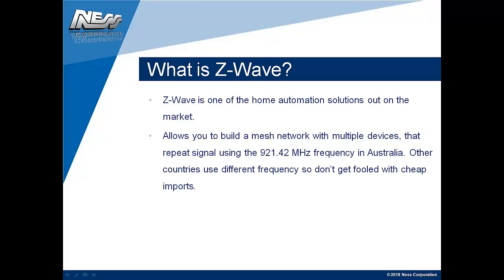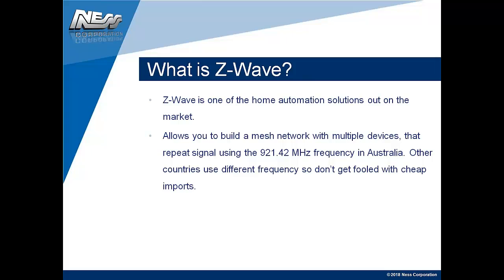Okay. First of all, as I said, we don't want to turn this into a Z-Wave training session. Hopefully people are a little bit familiar with what Z-Wave is, but we'll cover it a little bit without getting too deep into it. Z-Wave is one of the automation systems that are out on the market. It can control basically anything that you can dream of. There's thousands and thousands of modules. It's an open protocol. In Australia, we run on 921.42 megahertz.